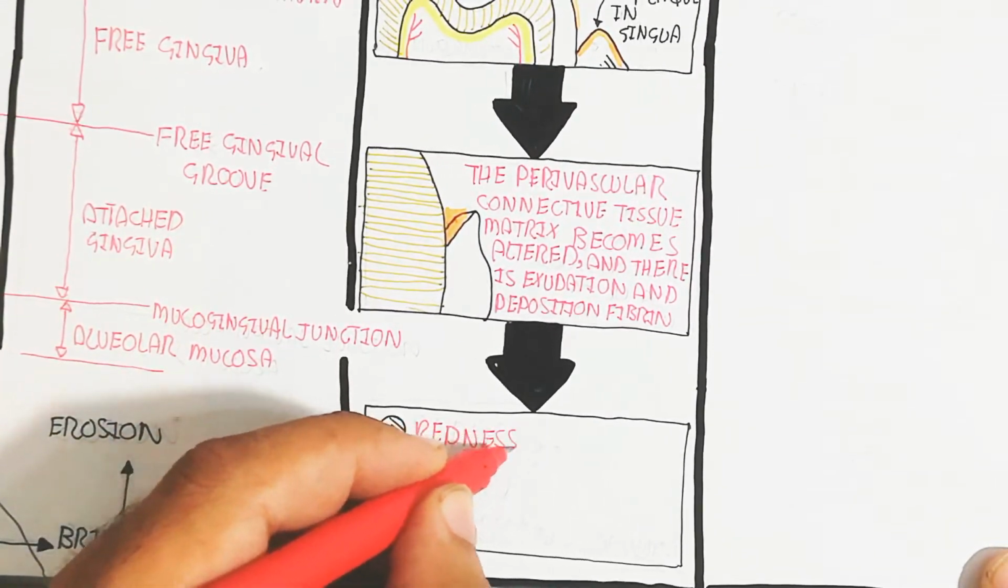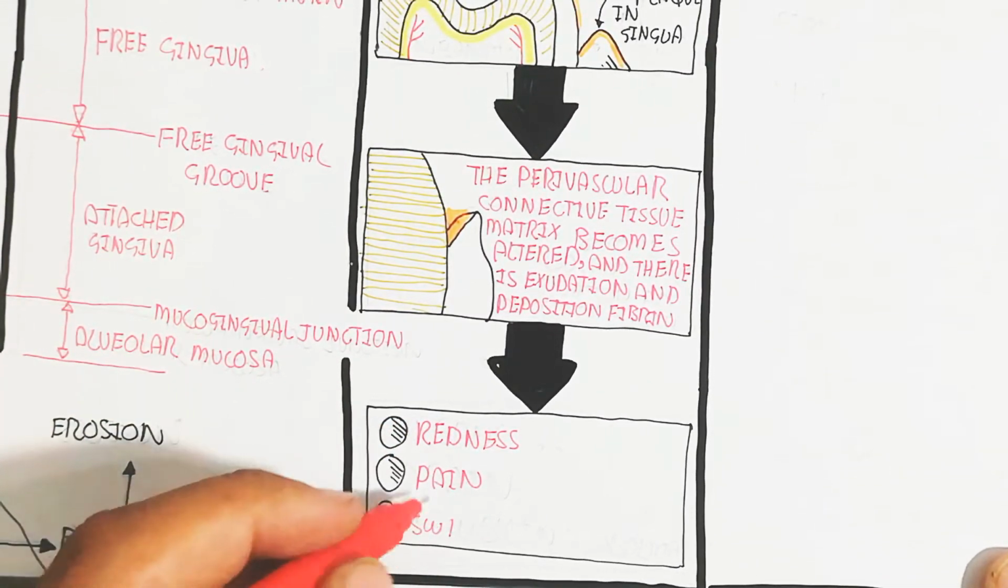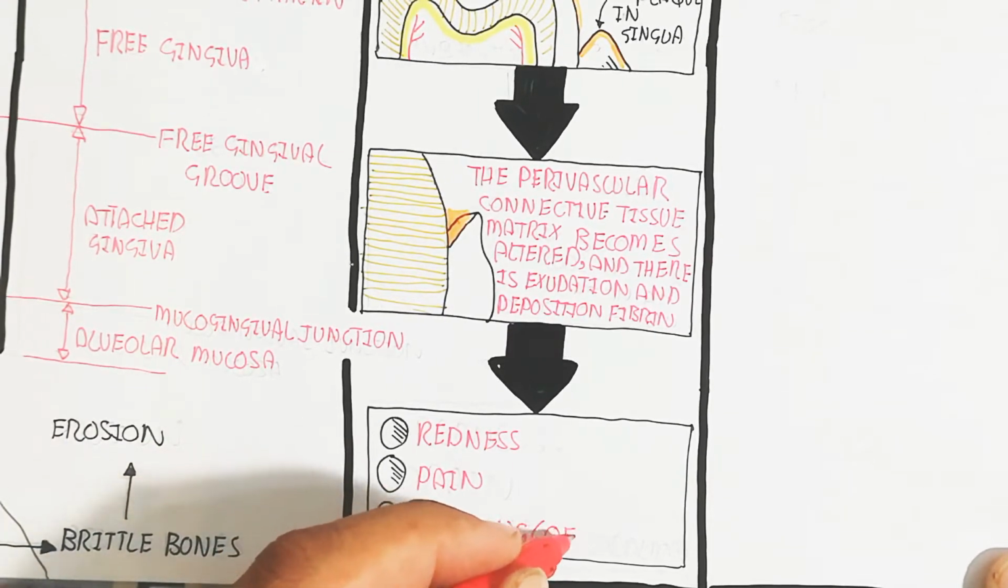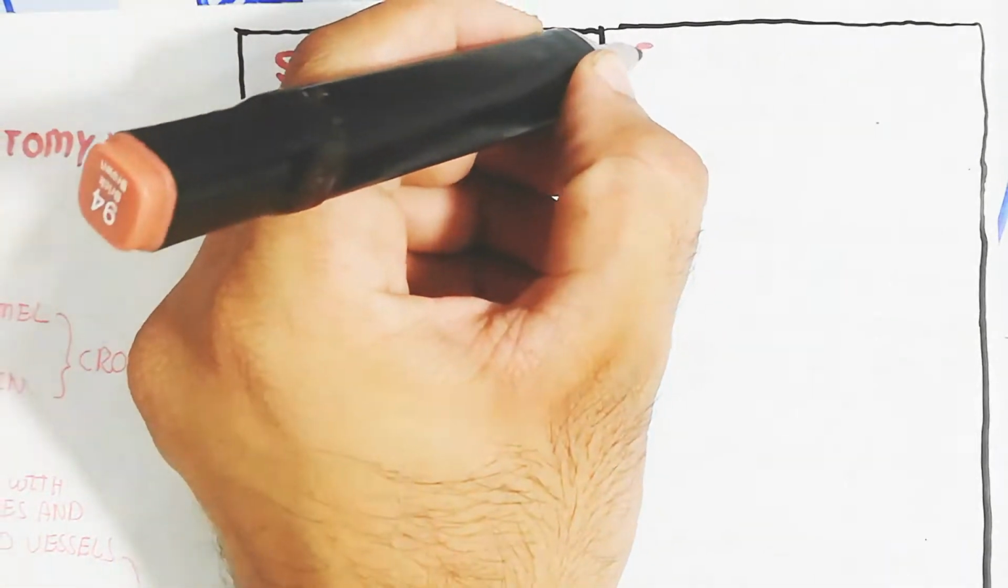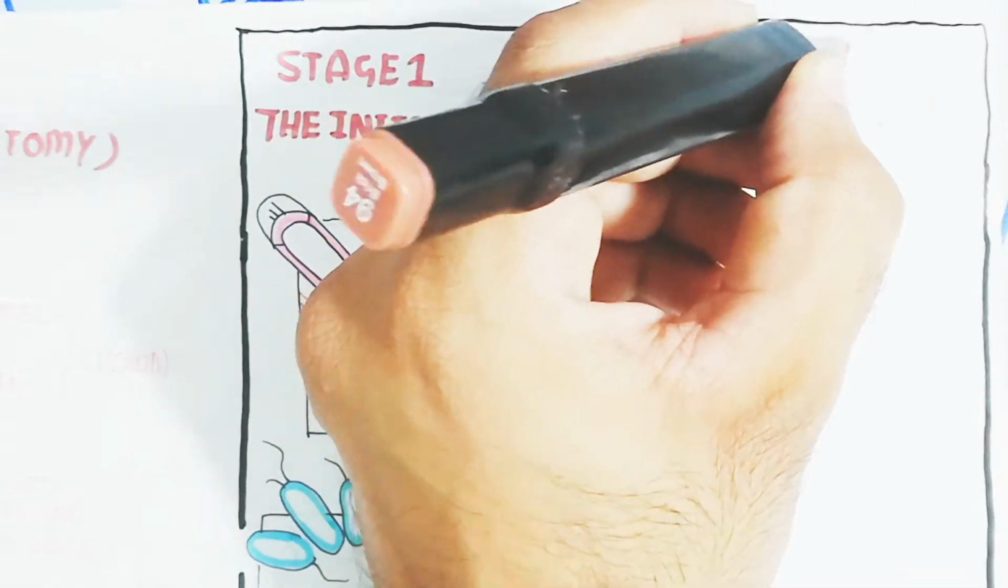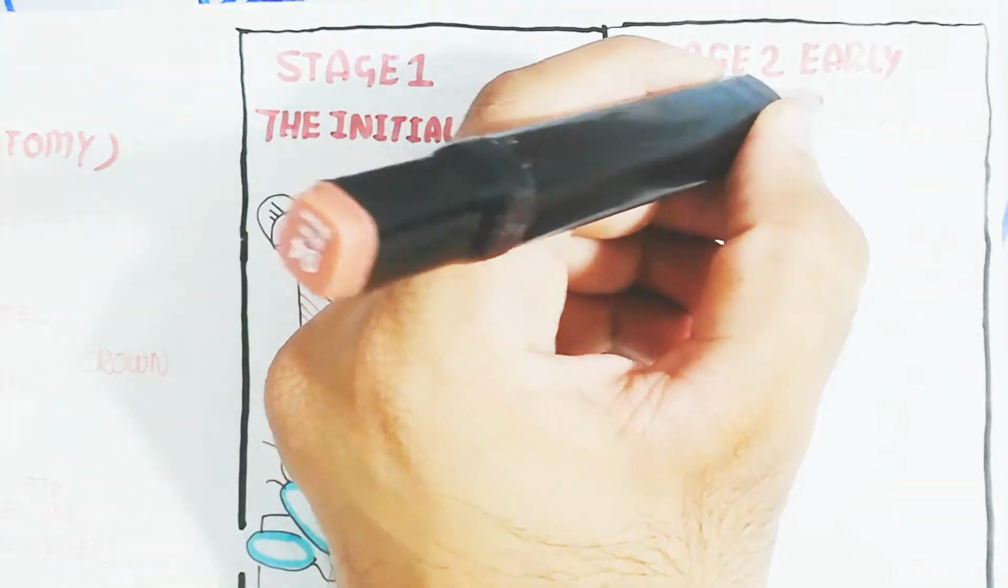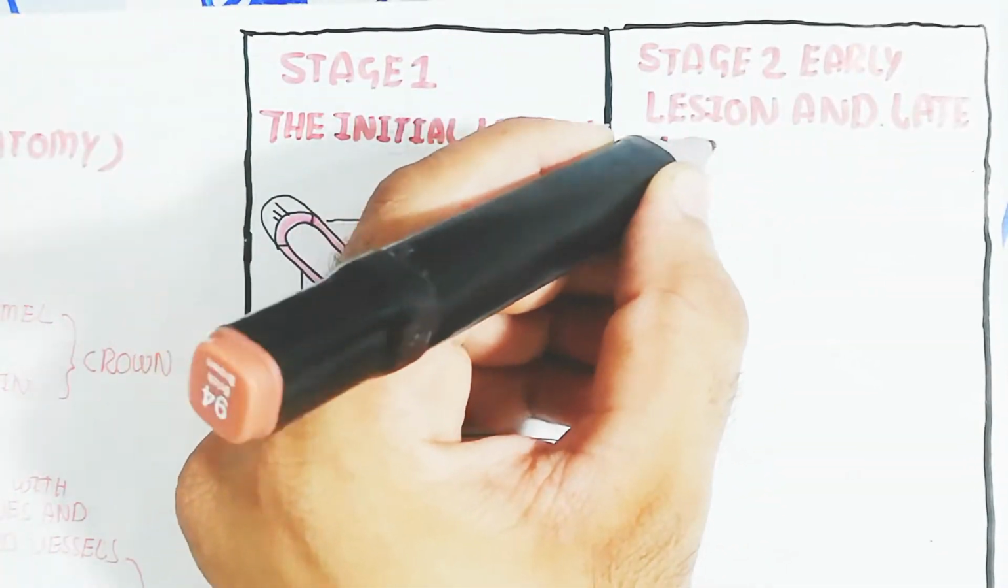The reddish color of the gums and pain can be felt, and the swelling is due to edema, due to the filling of fluid. It is known as the gingival fluid. So stage two is the early lesion and late lesion, which we will discuss.